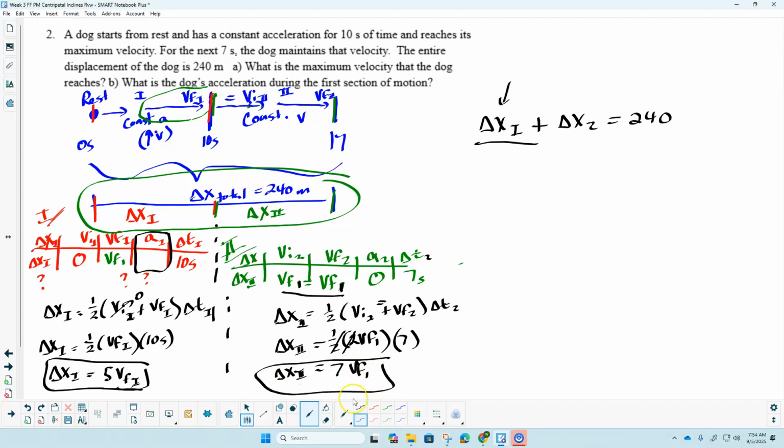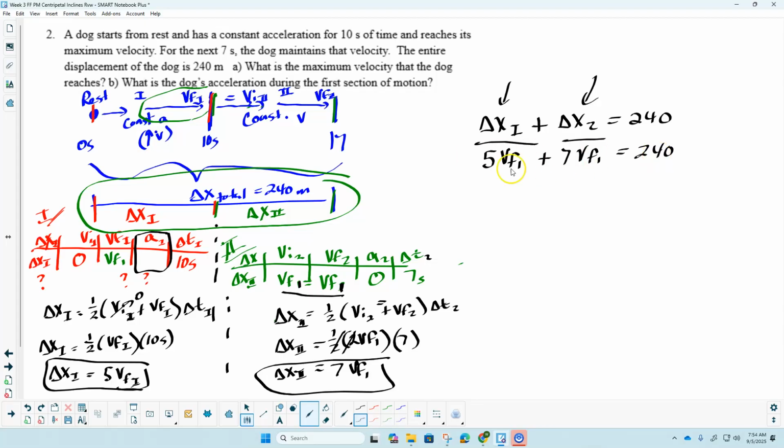So we're in pretty good shape now. I'm going to take those 2 ideas and insert them into the formula that we have, the relationship between delta x1 and delta x2. So I have 5 VF1 plus 7 VF1 equals 240.